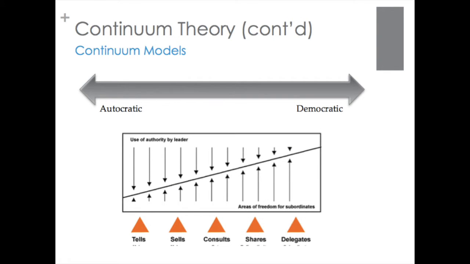This slide shows two visuals of the continuum theory of leadership. The top arrow is the actual continuum from left to right, from the most autocratic to the most democratic. The second part of the visual underneath is the entire spectrum from autocratic to democratic. What's interesting is you can see the relationship as the use of authority goes down, the area of freedom for the subordinates actually increases. And as the freedom of subordinates decreases, the level of authority increases.